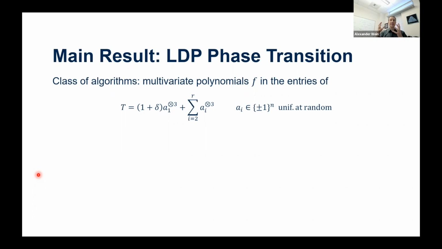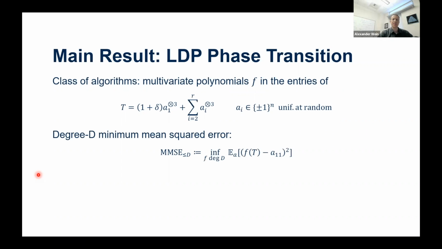So this thing has n cubed different variables, and we're going to think about multivariate polynomials in all of those n cubed variables. We're going to think of that as the algorithm. And what does it mean for this type of algorithm to succeed? Well, we're just going to think about mean squared error.